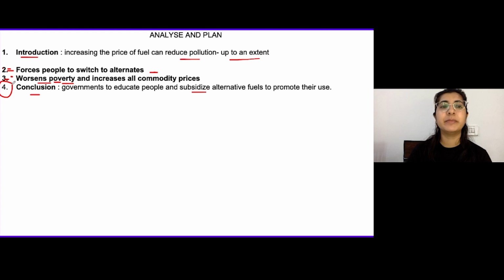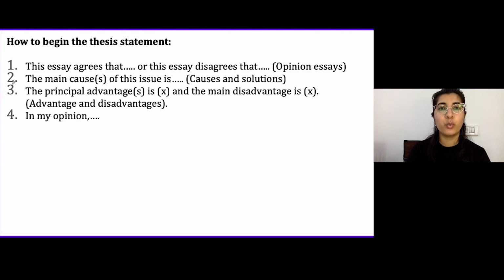Alright then. Remember, if you are still confused about your thesis statement, you can begin it with any of these statements. So right now I have an opinion essay, which means I can use number 1 or number 4. So for example, I can say this essay agrees that raising or augmenting the price of fuel may not be, or would definitely not be, or would definitely be a good solution in certain cases only or up to a certain extent.